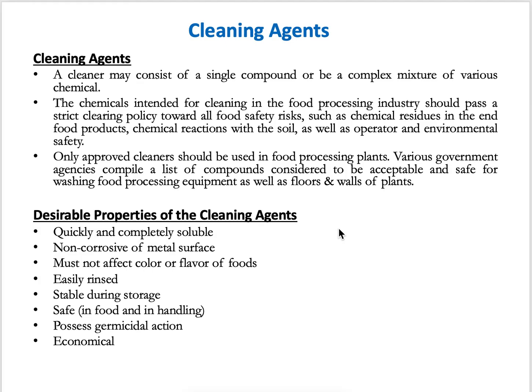The cleaning agents that we use in the food processing plant should have some desirable properties. What kind of properties? They should be quickly and completely soluble, non-corrosive of metal surfaces, must not affect color or flavor of foods, easily rinsed, stable during storage, and safe in food and in handling. I mean, safe both for the food and also for the person who handles it, and possess germicidal action. If it possesses some germicidal action, it will be good, because the detergent will also help to kill the unwanted microbes.